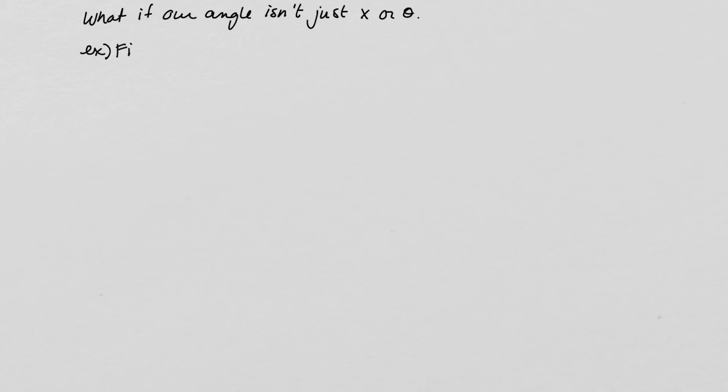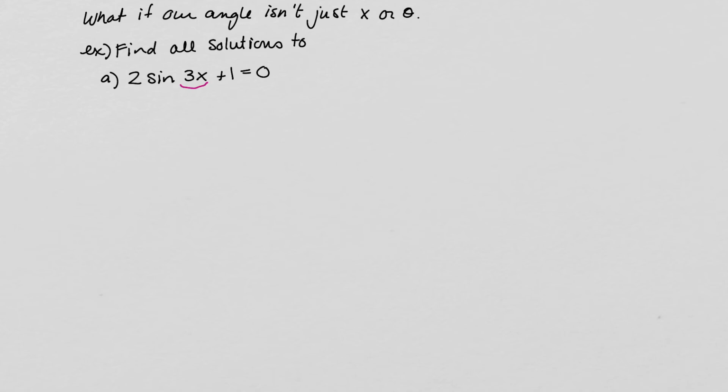Find all solutions to 2 sine 3x plus 1 equals 0. So now the difference is, instead of here just being an x, I have 3x.